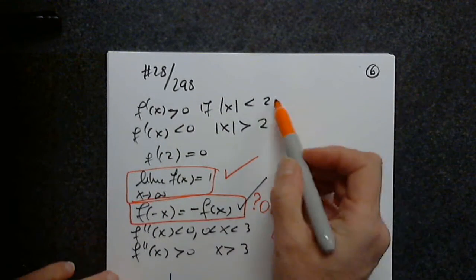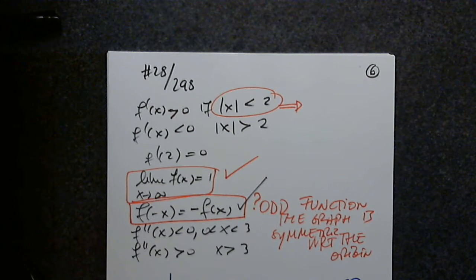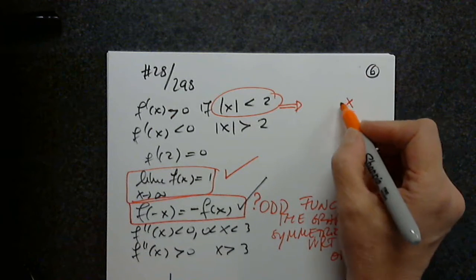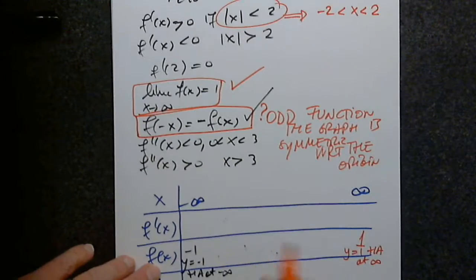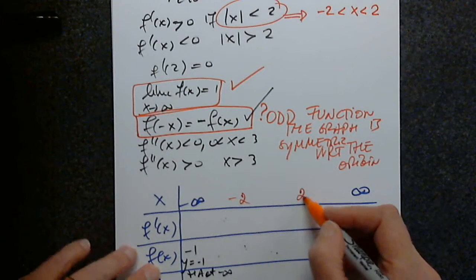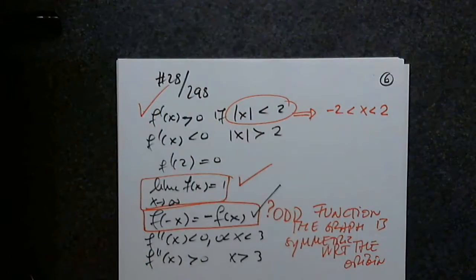Okay, let's go back. What does this mean? We know what it means. We looked at it last time. What does it mean? The absolute value less than 2. It means that x is between -2 and 2. So between -2 and 2, the first derivative is positive. And this is done.